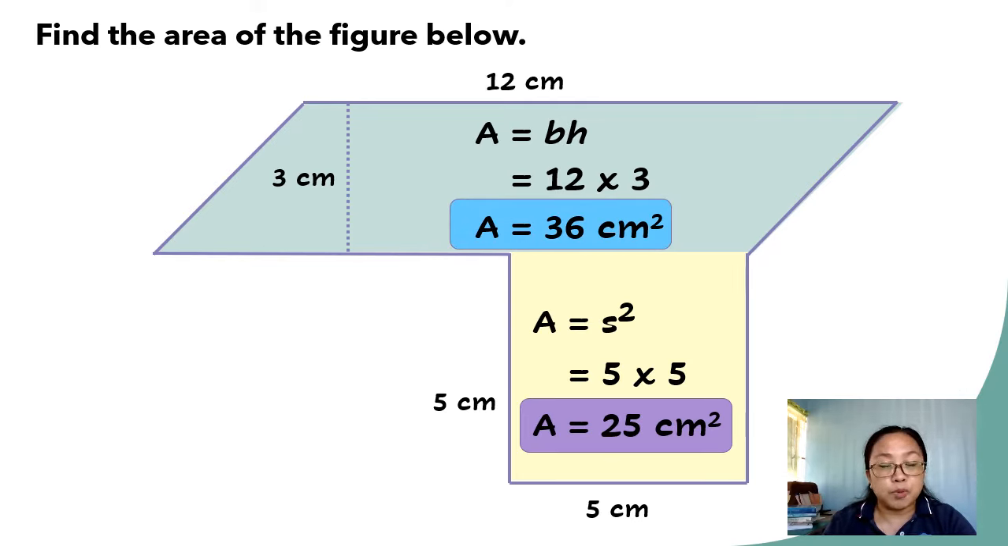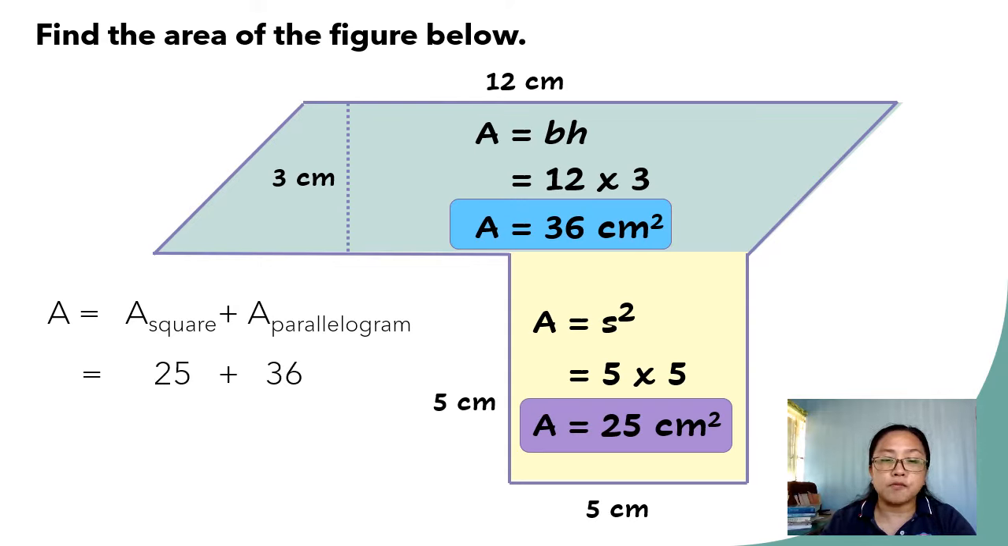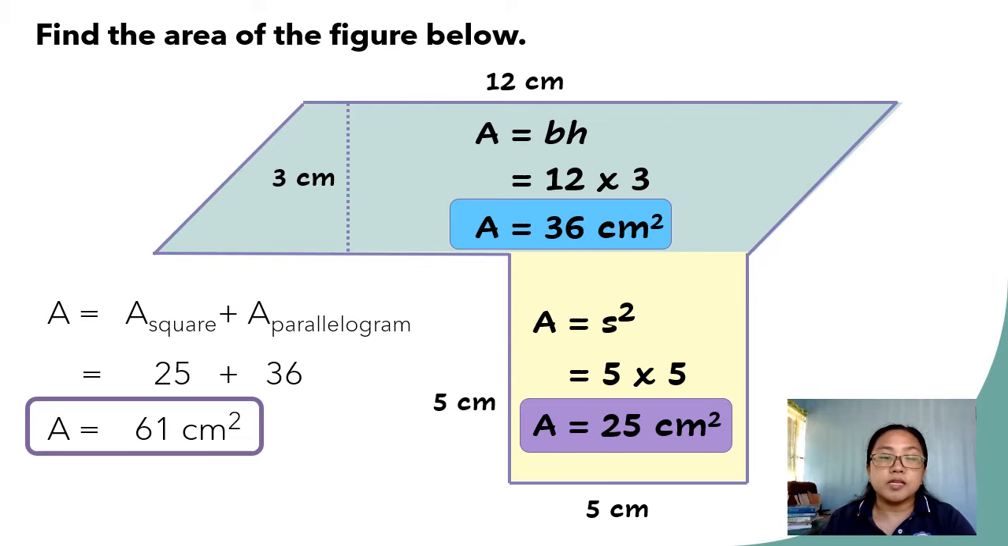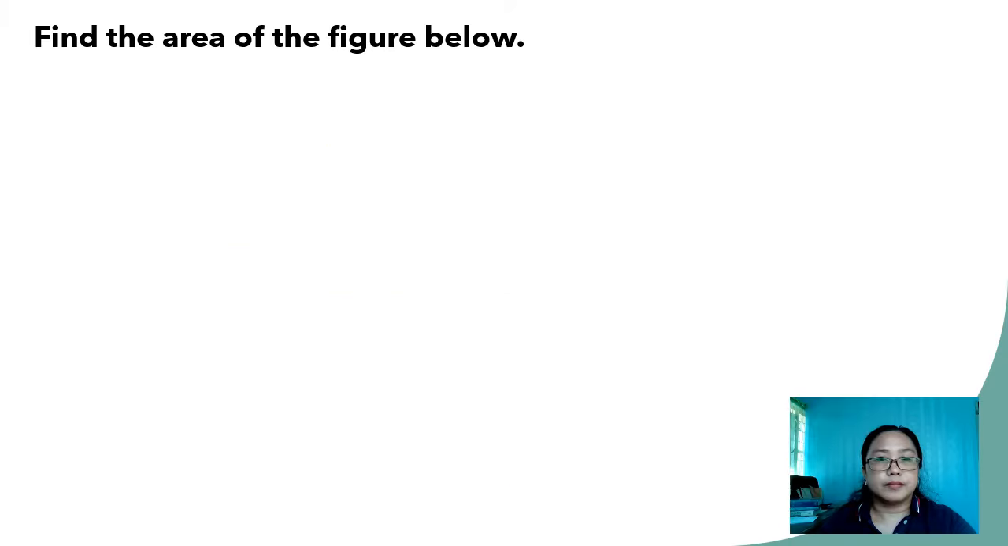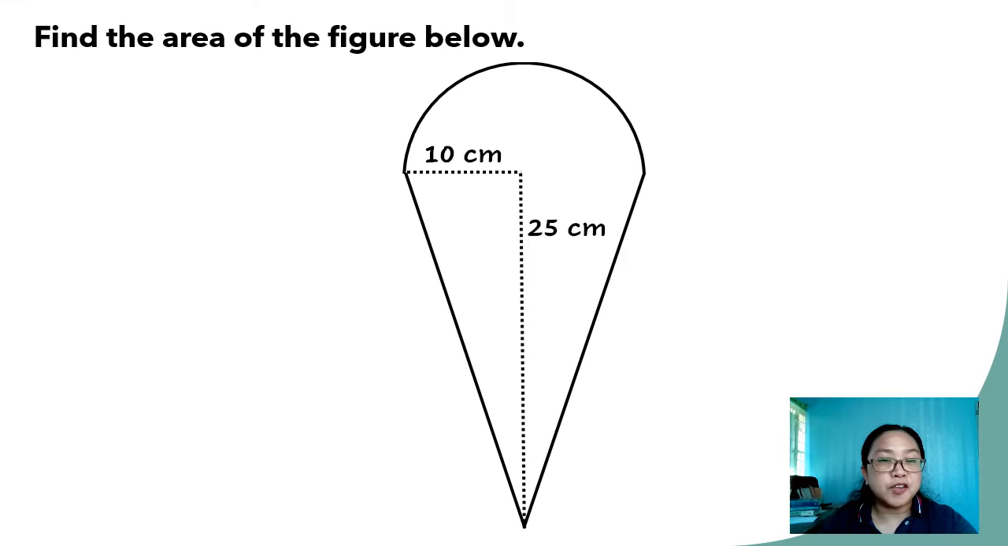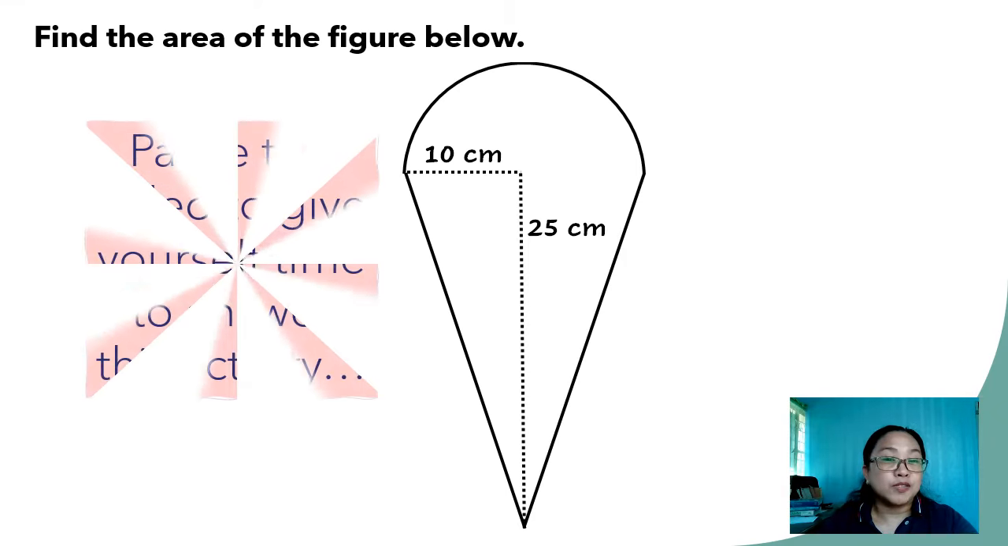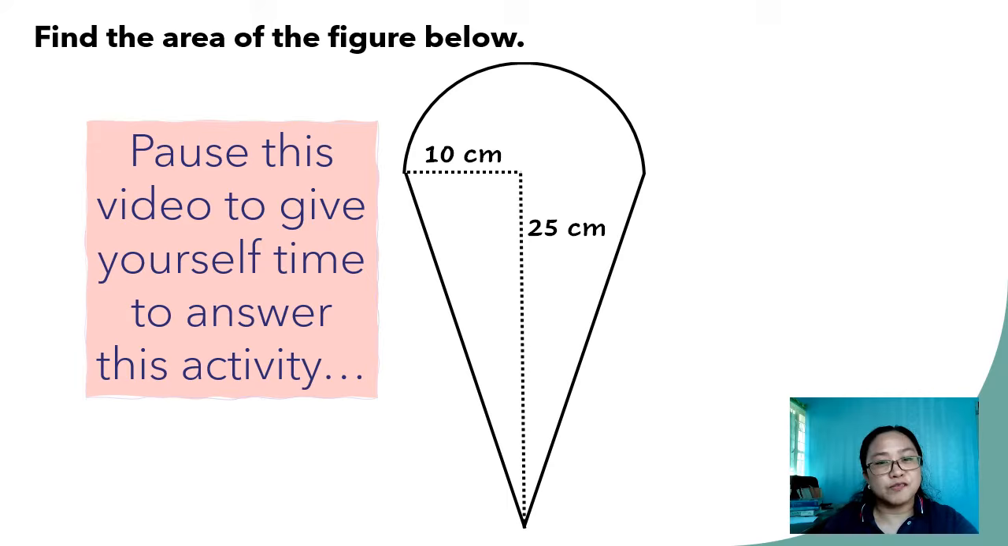Now we are ready to compute for the area of the entire composite figure. The area of this figure is equal to the sum of the area of the square and the area of the parallelogram. The area of the square is 25 centimeters squared, while the area of the parallelogram is 36 centimeters squared. Adding these two areas will give us 61 square centimeters. Can you compute for the area of this figure? Pause the video to give yourself time in answering the activity.